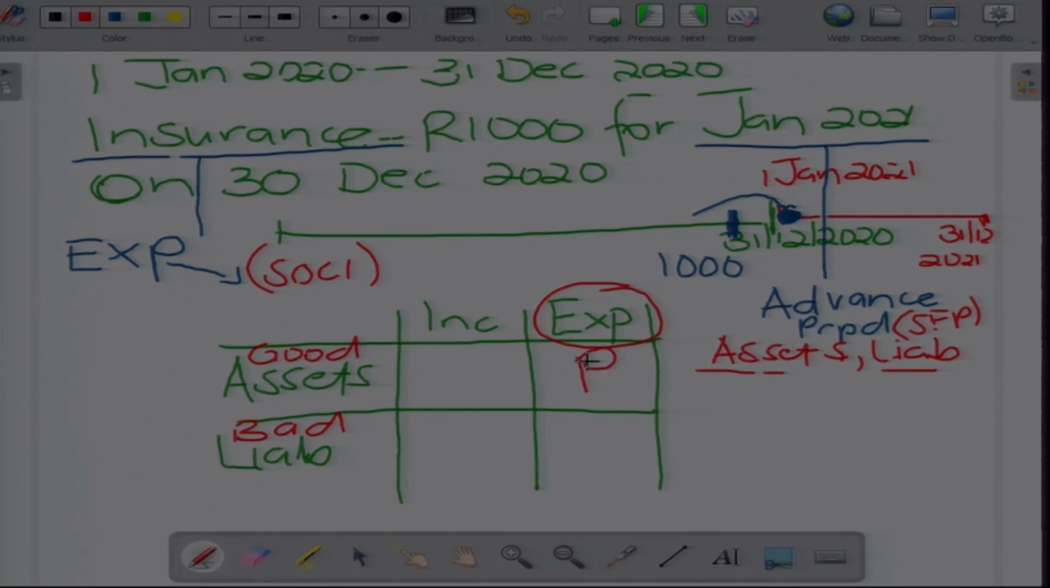Prepaid expense is an asset, and it means I must minus it because it does not belong here, it belongs in the next financial statement. Okay, let me give you another example. Let's draw here. A rental income. Okay, so now we're going to talk about income.